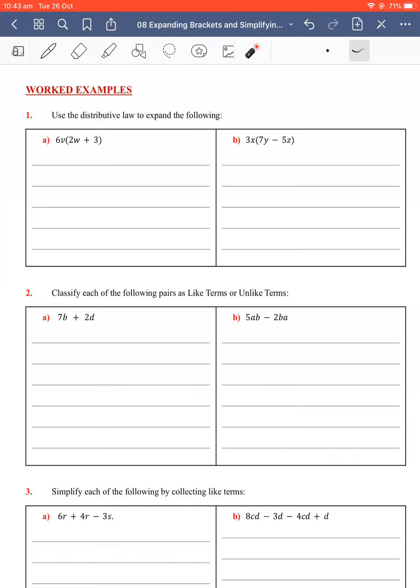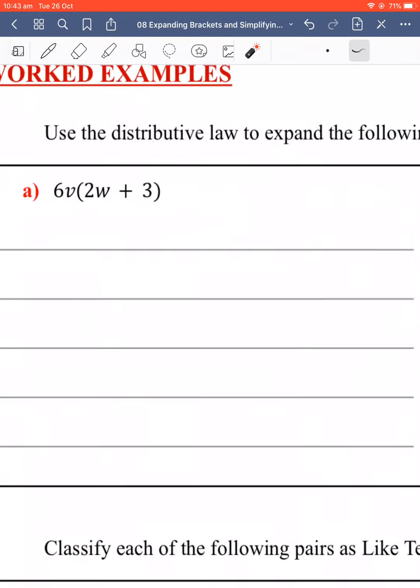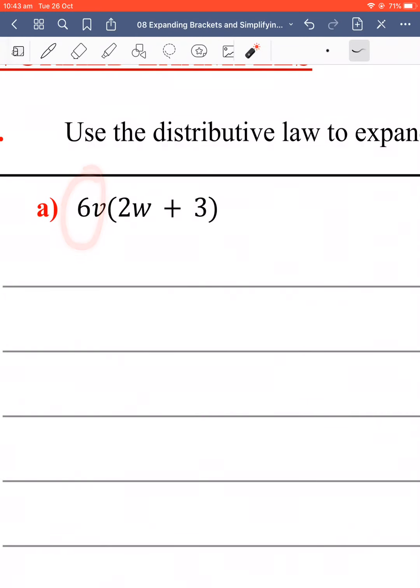Onto our worked examples now. So there's only 6 of these, so let's go through them quite methodically. So first one we're doing is we're using the distributive law to expand the following. So remember, anything on the outside of the brackets is multiplied by each term inside, okay?